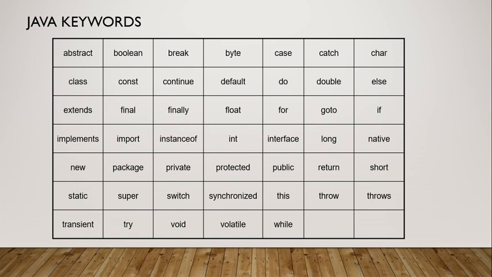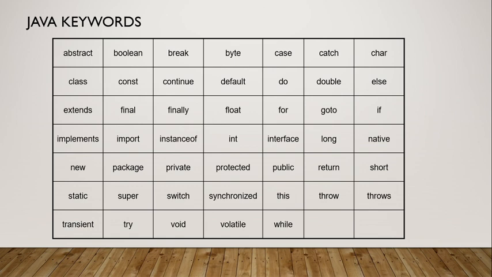Package. Java package keyword is used to declare a Java package that includes the classes. Private. Java private keyword is an access modifier. It is used to indicate that a method or variable may be accessed only in the class in which it is declared. Protected. Java protected keyword is an access modifier. It can be accessible within package and outside the package but through inheritance only. It can't be applied on the class.